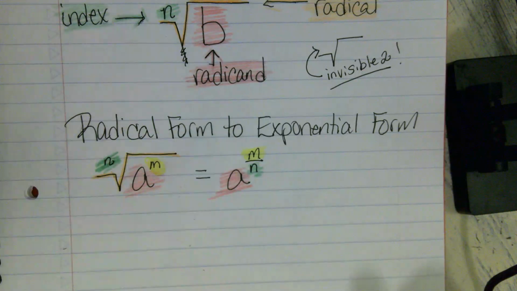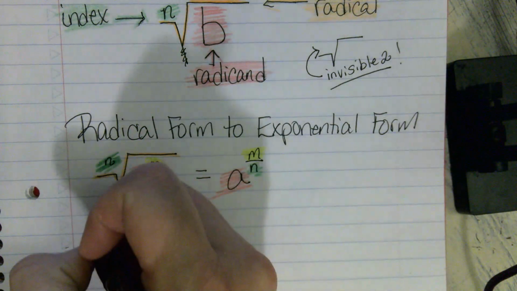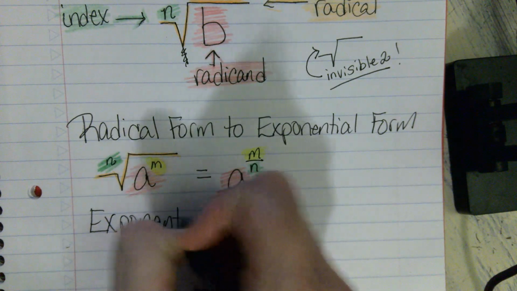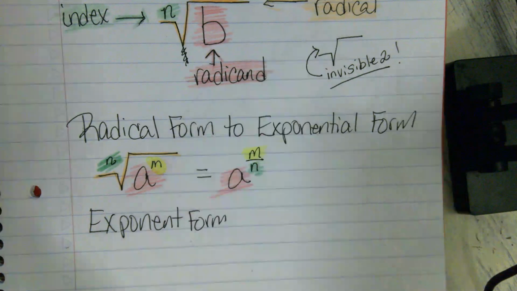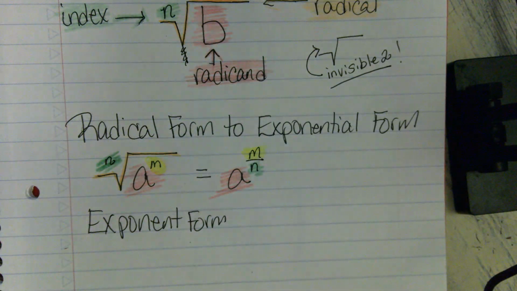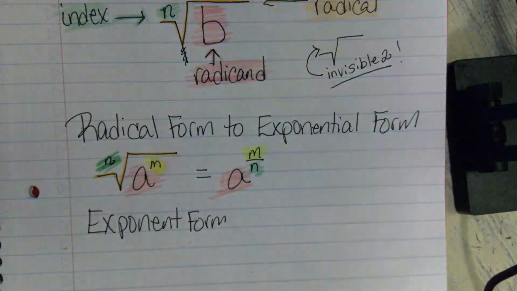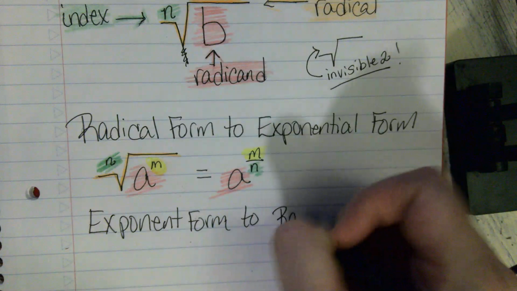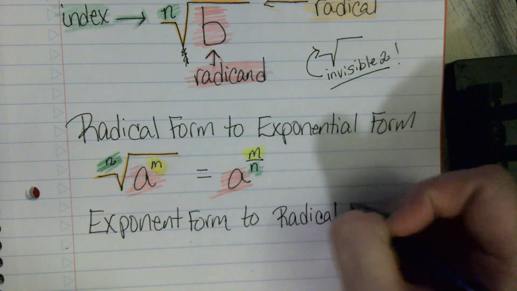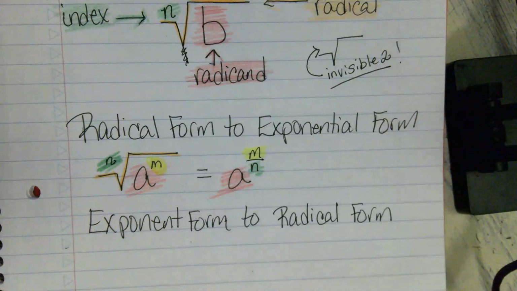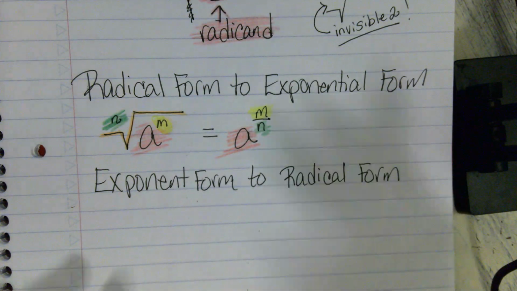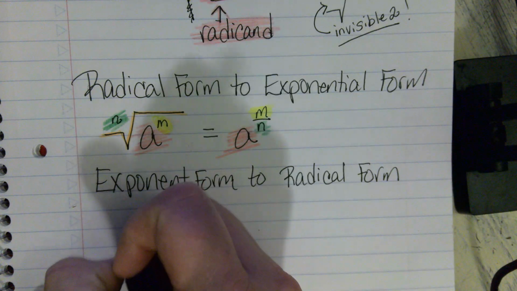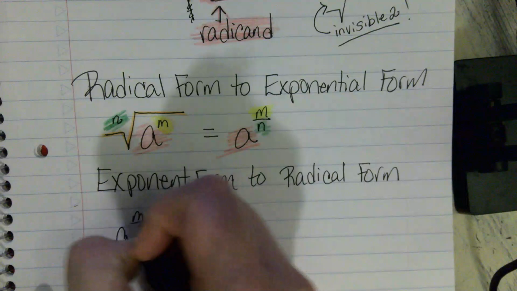Alright, if I was going to go from exponent form to radical form, let's say I have a to the m over n power.